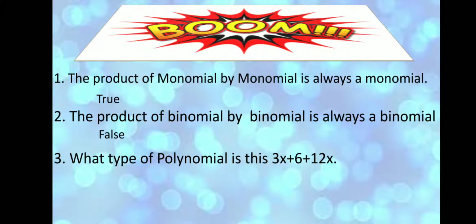Let's have the third question. What type of polynomial is this expression, which is 3x plus 6 plus 12x? Let's have the answer. This is a binomial. How is it so? Many people might have thought this is a trinomial, but no. This is a binomial. Why? Because now your like terms are added. When your like terms are added, you'll get 15x plus a constant number, which is 6. So this expression is a binomial.